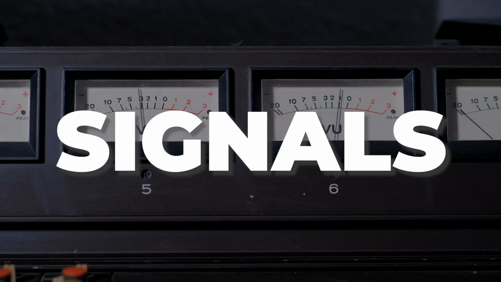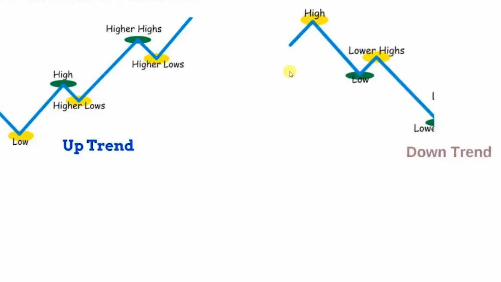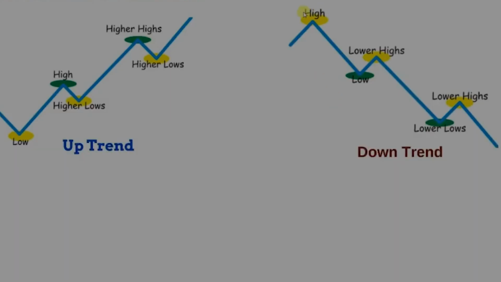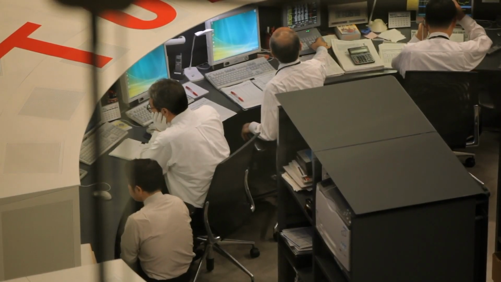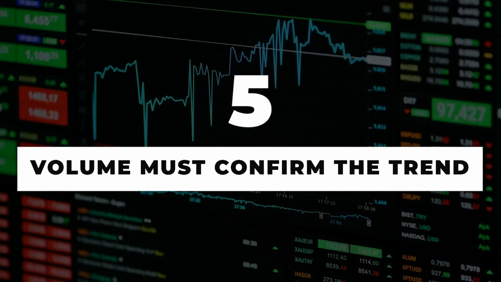This means that the signals that occur on one index must match or correspond with the signals on the other. If one index, such as the Dow Jones Industrial Average, confirms a new primary uptrend, but another index remains in a primary downward trend, traders should not assume that a new trend has begun. 5. Volume must confirm the trend.